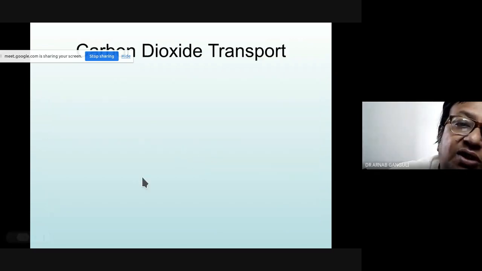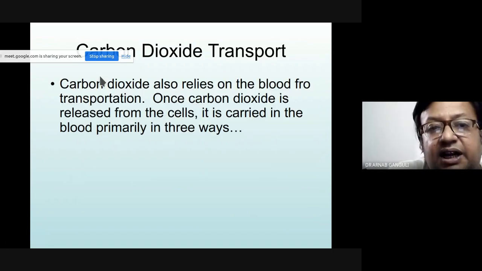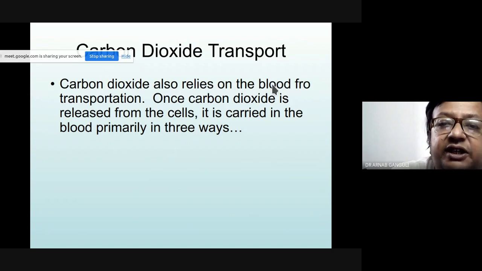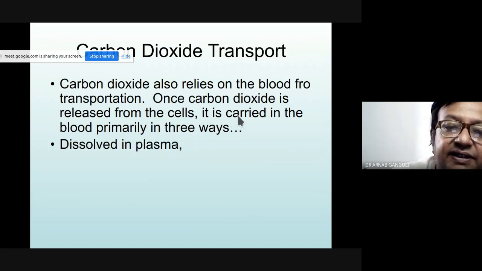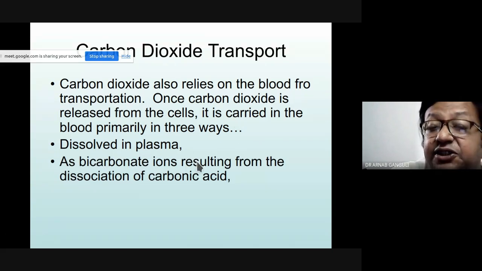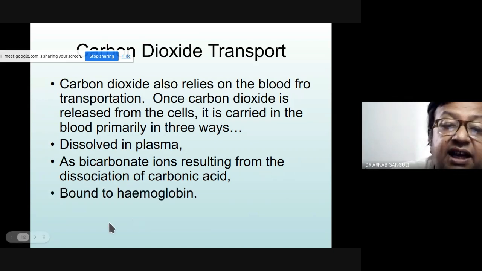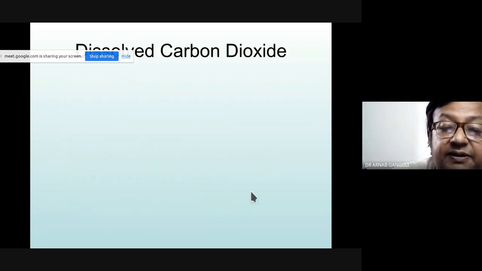Now we come to carbon dioxide transport. Carbon dioxide also relies on the blood for transportation. Once carbon dioxide is released from the cell, it is carried in the blood primarily in three ways. First, it is dissolved in plasma; second, as bicarbonate, HCO3 minus, from the dissociation of carbonic acid; and third, it is bound to hemoglobin.